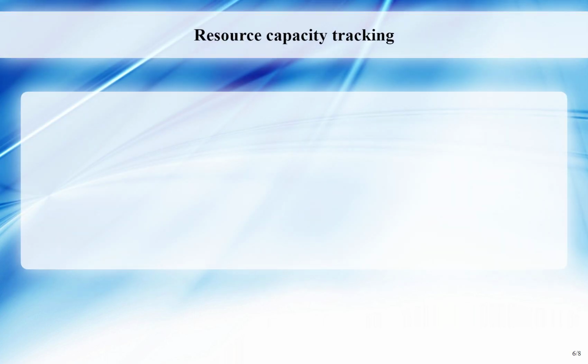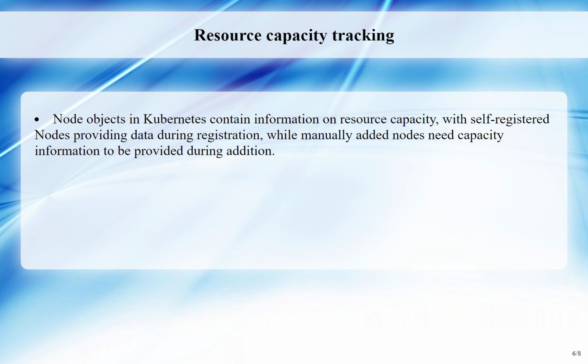Resource capacity tracking. Node objects in Kubernetes store information about the resource capacity of a node, such as available memory and CPU count. Nodes that self-register provide their capacity data during registration, while manually added nodes require capacity information to be set at the time of addition.